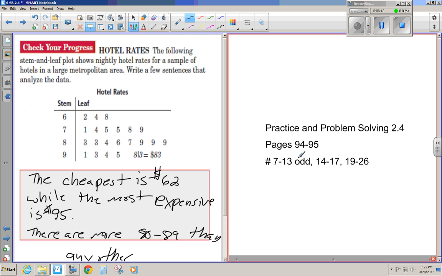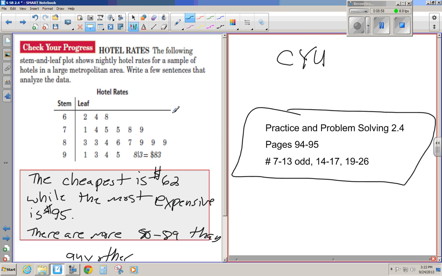All right, so that should help you make stem and leaf plots. Try to do the CYUs from this section, from section 4, and these will be the majority of the questions that we practice in class.